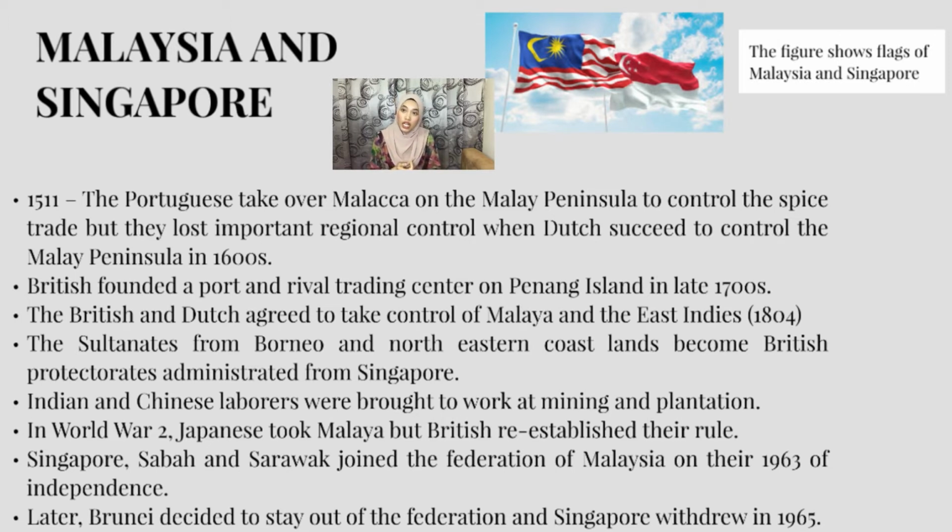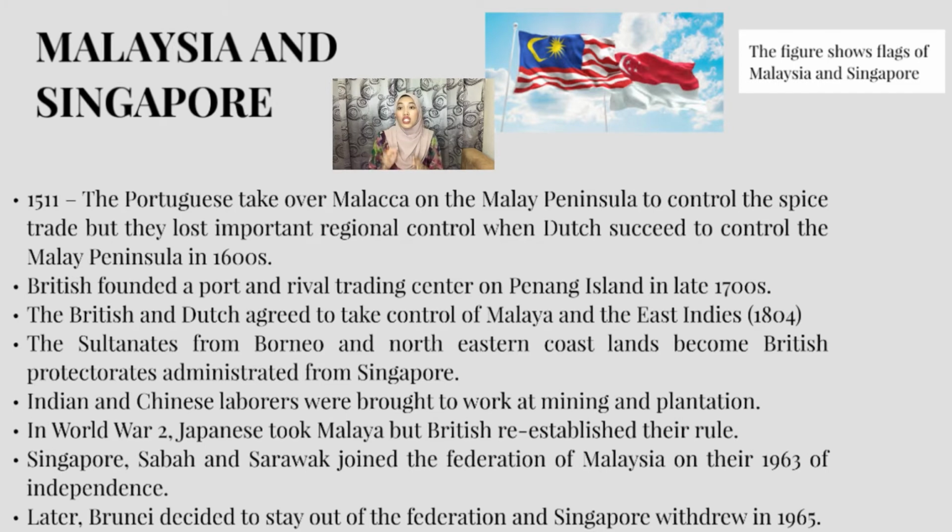Tamil and Indian laborers were brought to the Malay Peninsula and they were divided into different areas to work, such as rubber plantations and tin mines. In World War II, the Japanese took Malaya, but the British re-established their rule to fight against Communist guerrillas until independence was granted to Malaya in 1957. Sabah, Sarawak, and Singapore joined the Federation of Malaysia on their 1963 independence.